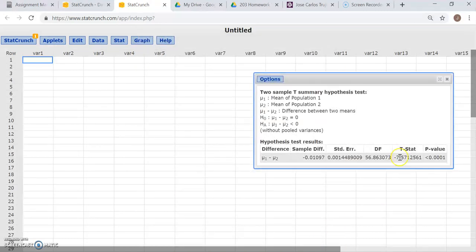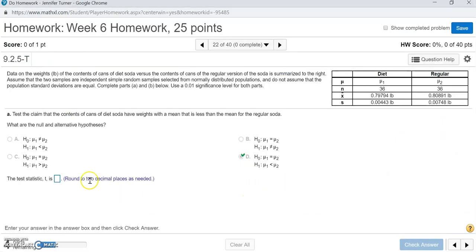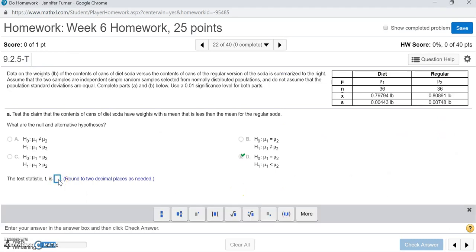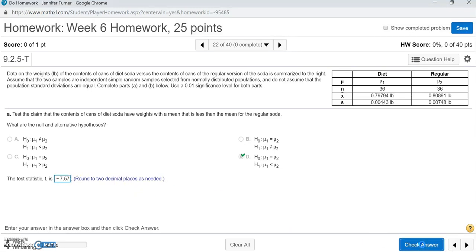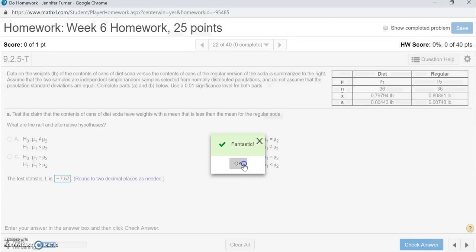So I've been given the test statistic right here and the p-value right here. I'm going to go ahead and copy this test statistic, and go back over here and paste it into my field for the test statistic. Now it says to round to 2 decimal places, so I'll round it to 2 decimal places and click check answer, and that is correct.